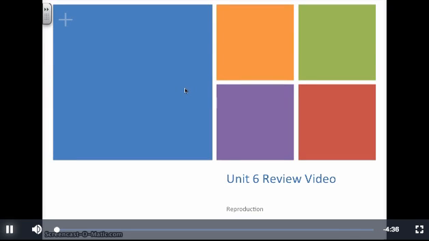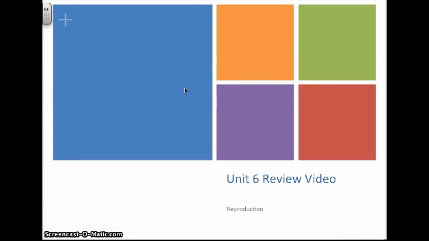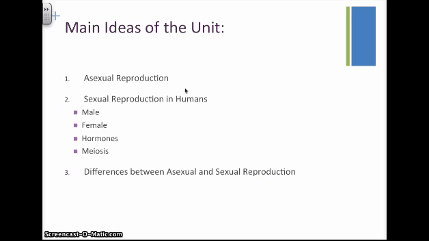Unit 6 review video. This should help prepare you for your Unit 6 exam on reproduction. The main ideas of the unit include asexual reproduction, sexual reproduction in humans, specifically the male and female, how the hormones work, and meiosis, as well as the differences between both types of reproduction.